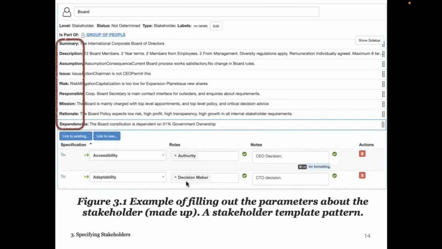Here is an example of filling out parameters about a stakeholder. So here's the board of directors, right? And they're defined as the International Corporate Board of Directors. But then here we have all kinds of things like issues and risks and responsibilities, which in addition also tell us about this entity in our system known as the stakeholder. They inform us. And so when we're dealing with them, we can ask questions like, have we dealt with this dependency or not? Okay, clearly a configuration management idea.